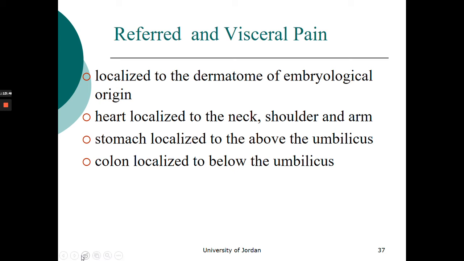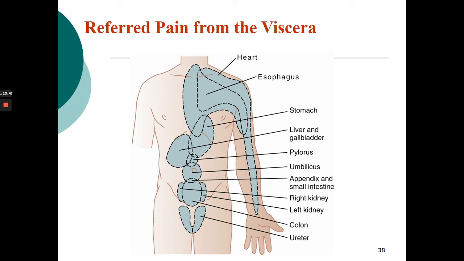Here the dermatomes, look here. The pain from the heart is coming to the neck, sternum here, and left upper limb. Here this is the heart, left upper limb. Okay, this is an area of pain from the heart. This is an area of pain from the esophagus here, the esophagus. This is a pain at the umbilicus, an area from the appendix here.